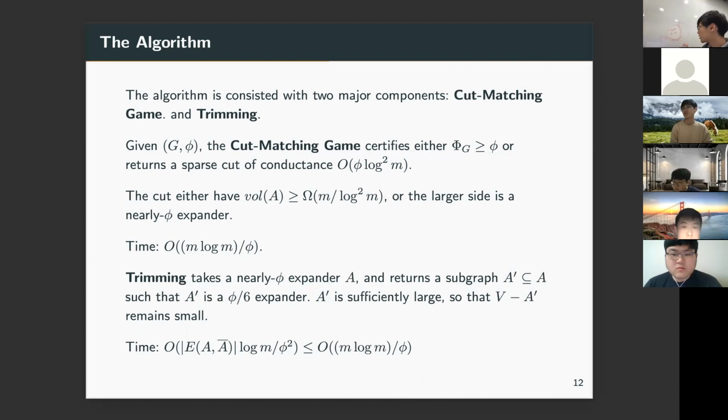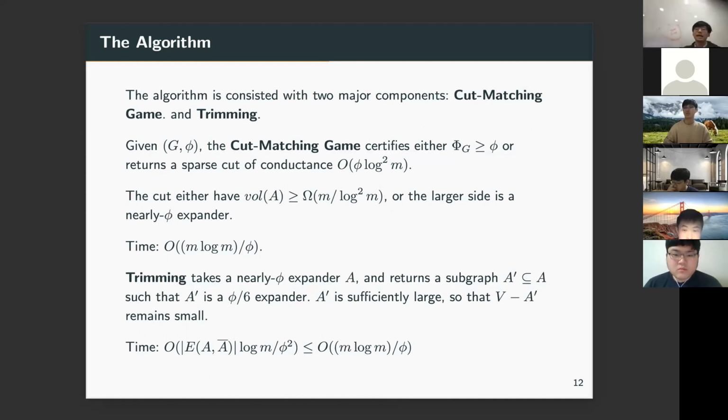So the thing is, this should be sufficiently large. If it is tiny, then it is also unbalanced, so it just changes parts. So it should be sufficiently large, and it should also preserve the conductance. I mean, we return the sparse cut of conductance phi log square m. The order and level should be retained.